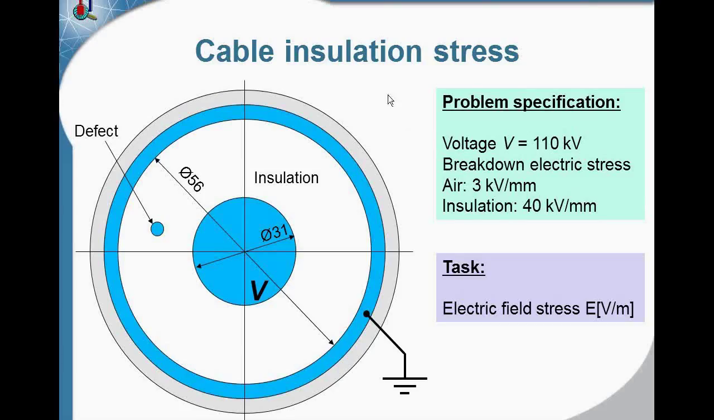Next case I would like to show you is the simulation of the electric field state distribution in the cable insulation. When the defect occurs in the cable insulation, it distorts the electric field stress distribution and may cause the failure of the cable. Let's simulate two cases: when the defect is some conducting media, or the defect is the air gap.